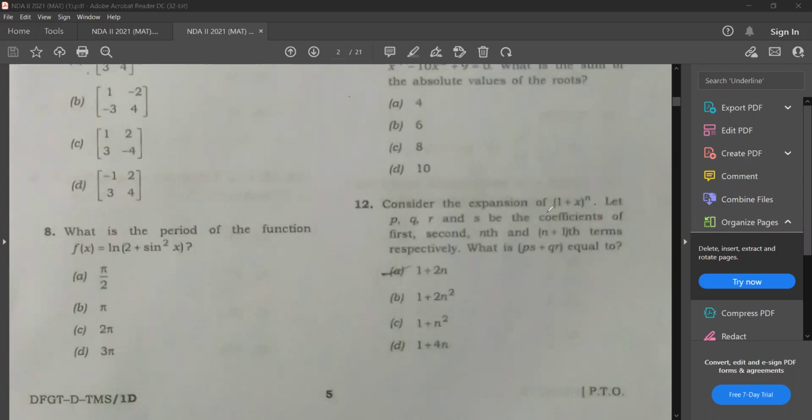So listen, they have given the expansion and they have given the coefficients, so it is a direct question. You have to find ps plus qr. This is a direct question from binomial expansion. The coefficients of the first term, second term, everything is given, so you can just put those values here. You will get the answer as option C, 1 plus n square. Moving on to the next question.